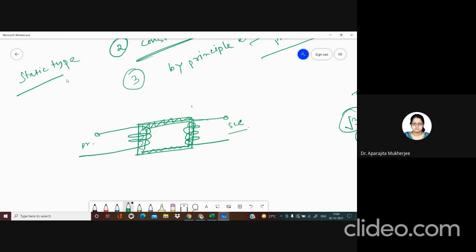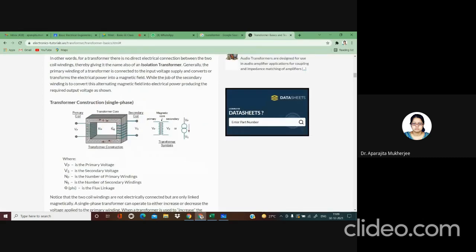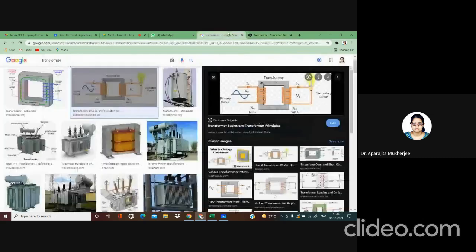That means this is called the core of the transformer, and it is made up of silicon steel, and two windings are placed on it. That is, this is one winding and this is another winding. The core is built up of thin soft iron laminations to provide a path of low reluctance. We can see in this second figure that the transformer core is made up of thin sheets of lamination.